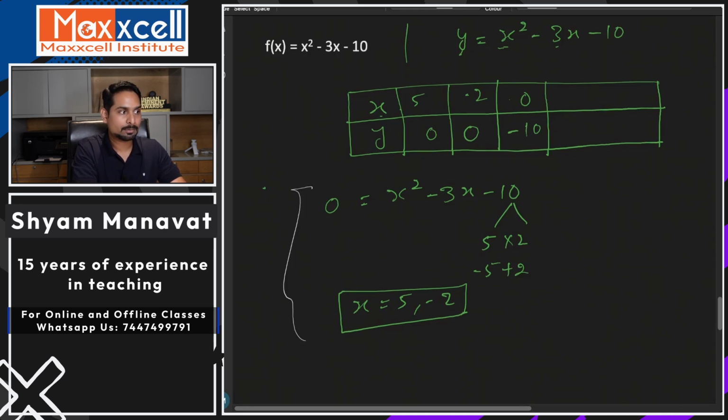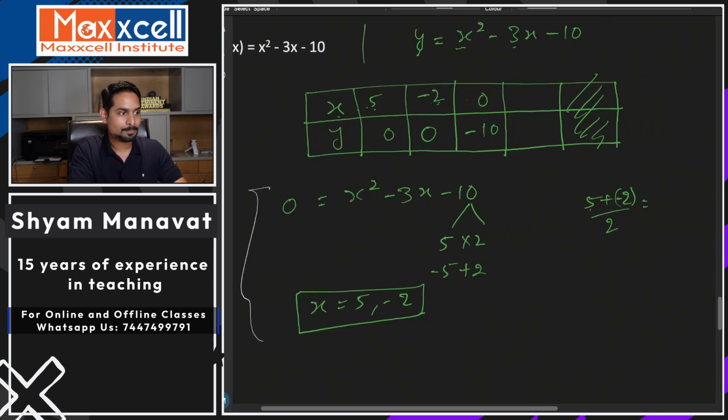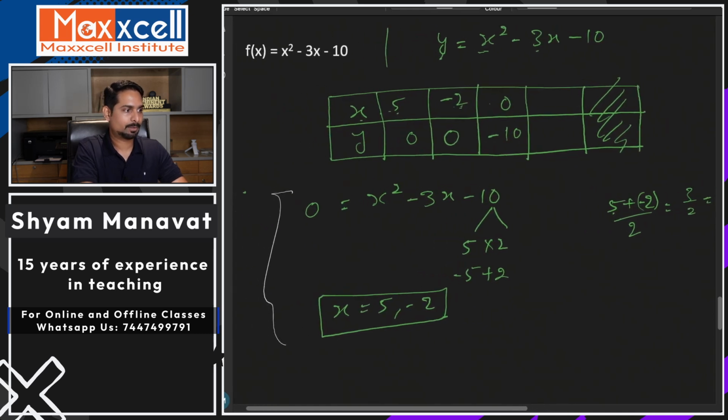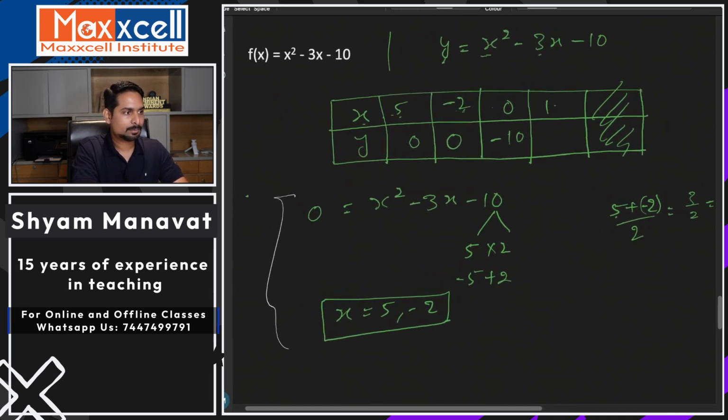For that point of vertex, you need to put the value of x as the midpoint of roots. So midpoint of roots here will be 5 minus 2 by 2. Basically 5 plus minus 2, alpha plus beta by 2. So 5 minus 2 is 3 by 2. 3 by 2 is what? 1.5. So if I substitute x is equal to 1.5, whatever I get the value of y, I'll write it here.